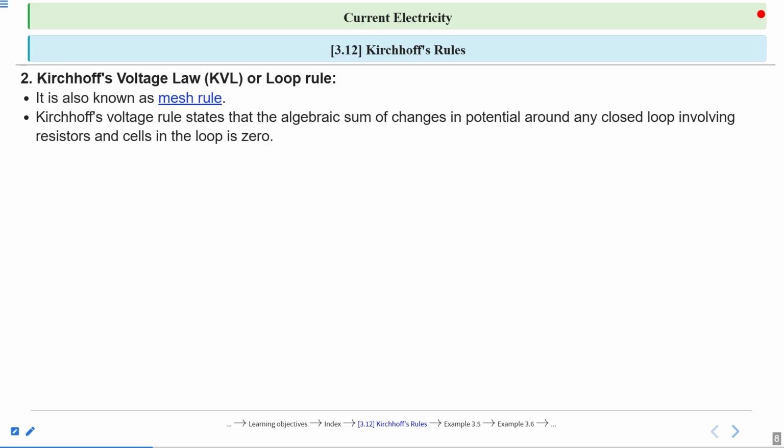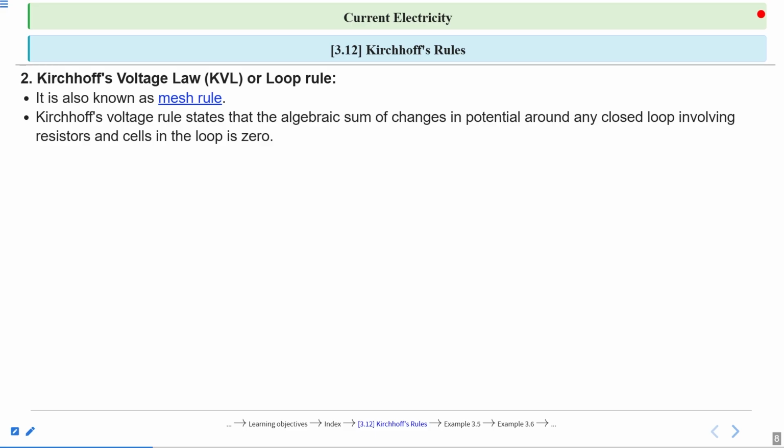If we take the algebraic sum of changes in potential across all the components in a closed path or closed loop, then the algebraic sum of changes in potential around any closed loop is zero.